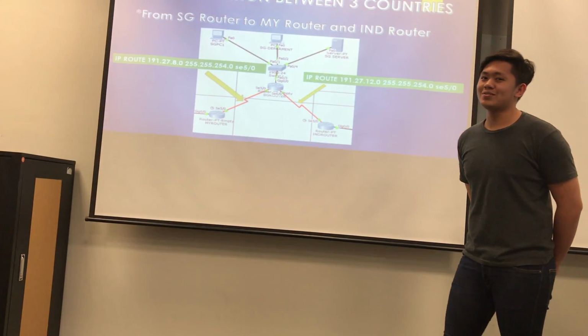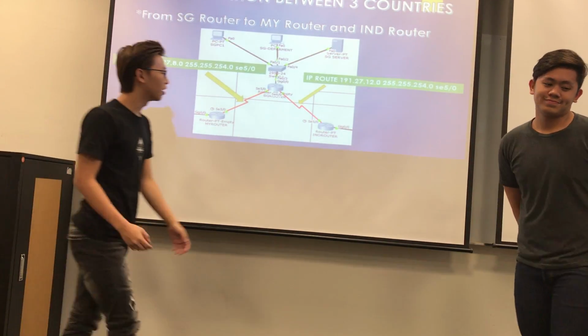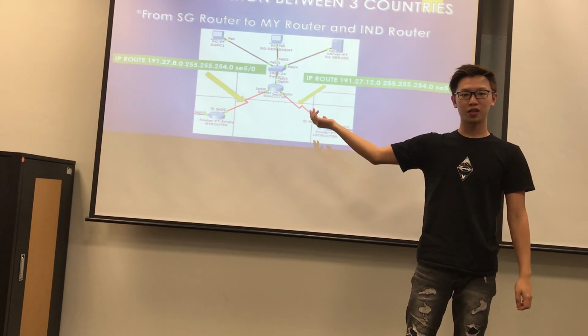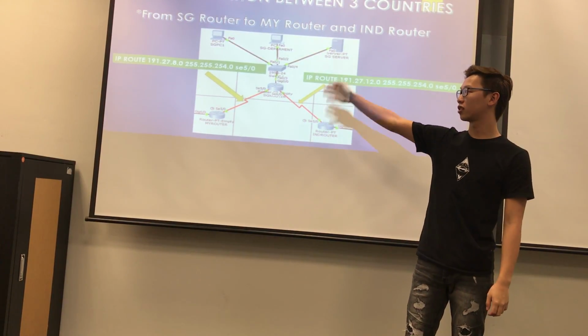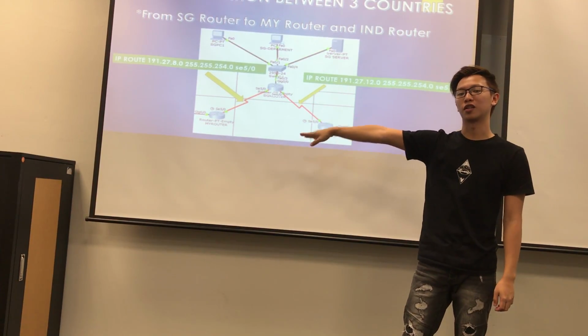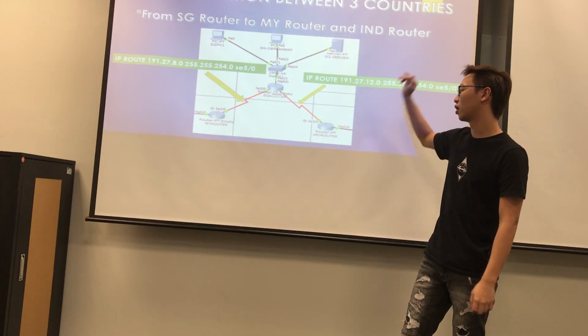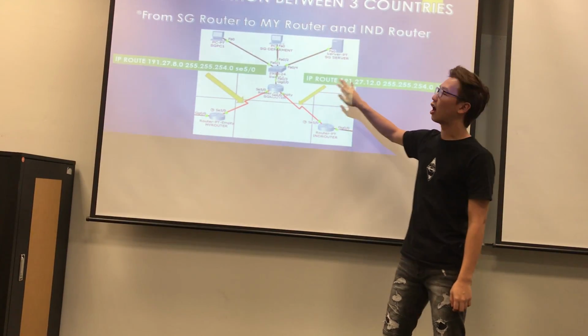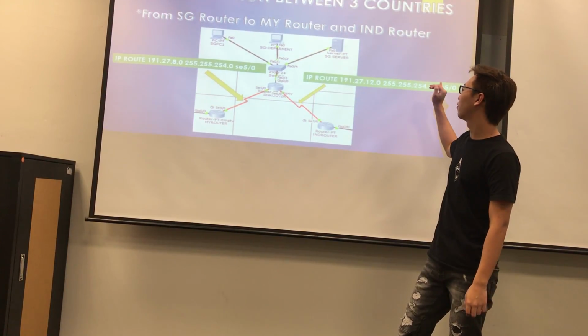Now I'll pass on to Desmond. So for the communication between the three countries, we'll be using the IP route command, which is IP route from Singapore gate to Singapore router to Malaysia router, followed by Singapore router to Indonesian router. Each router, as you can see over here, contains the subnet address, the subnet mask, and followed by the serial port.